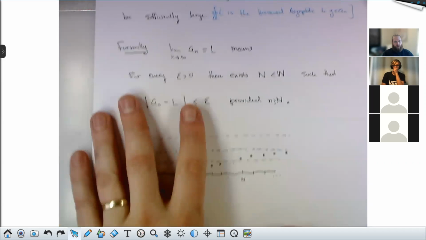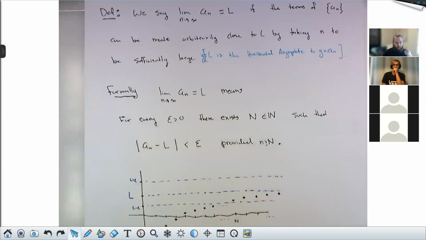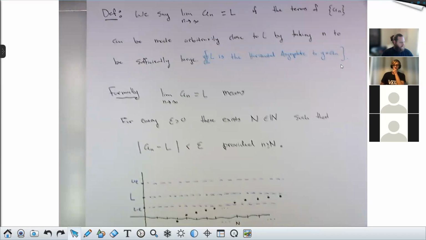Okay. And if you're ever nervous or want to regroup your thinking, just again, horizontal asymptote, right? Limit of a sequence, horizontal asymptote.